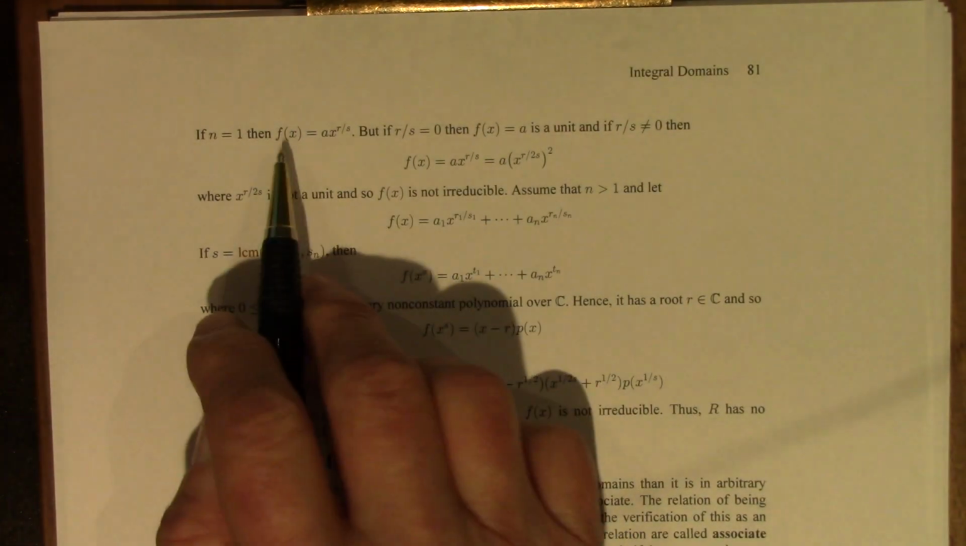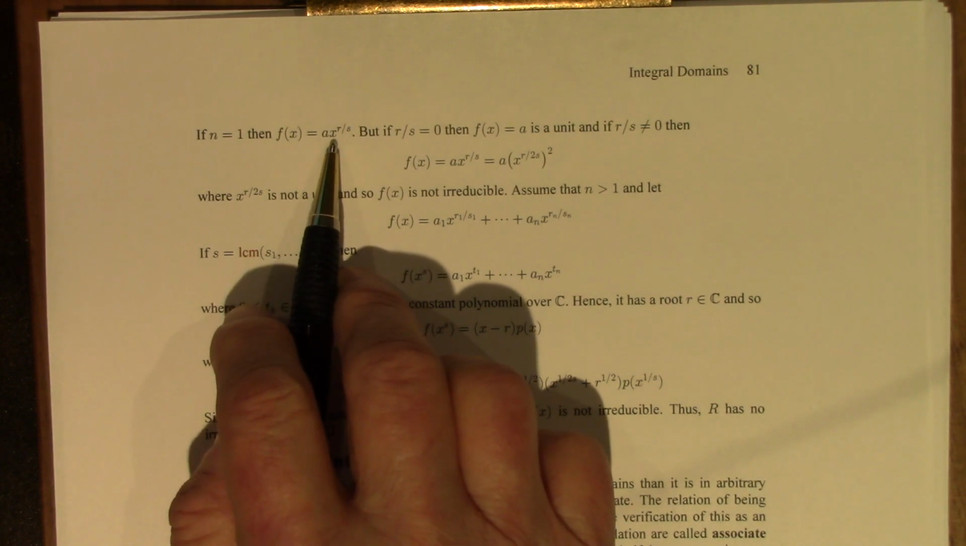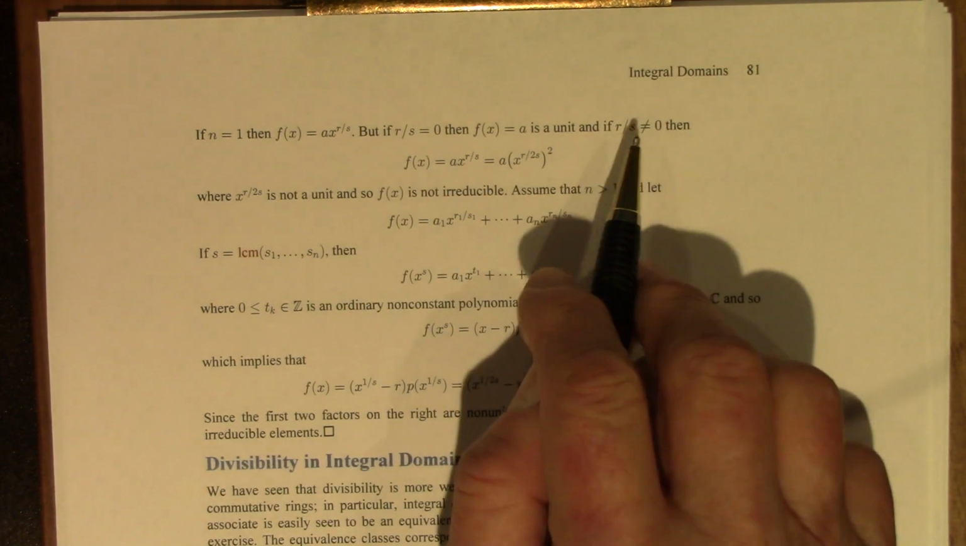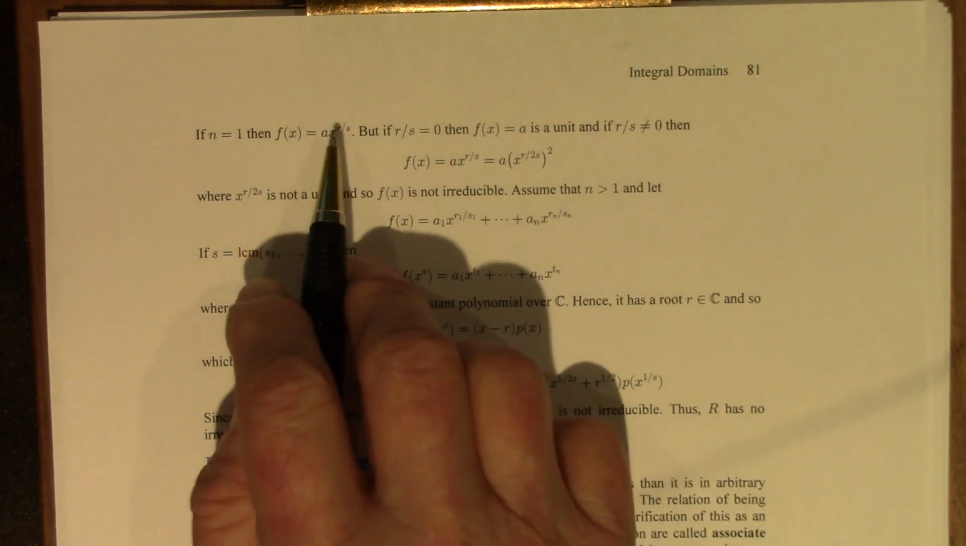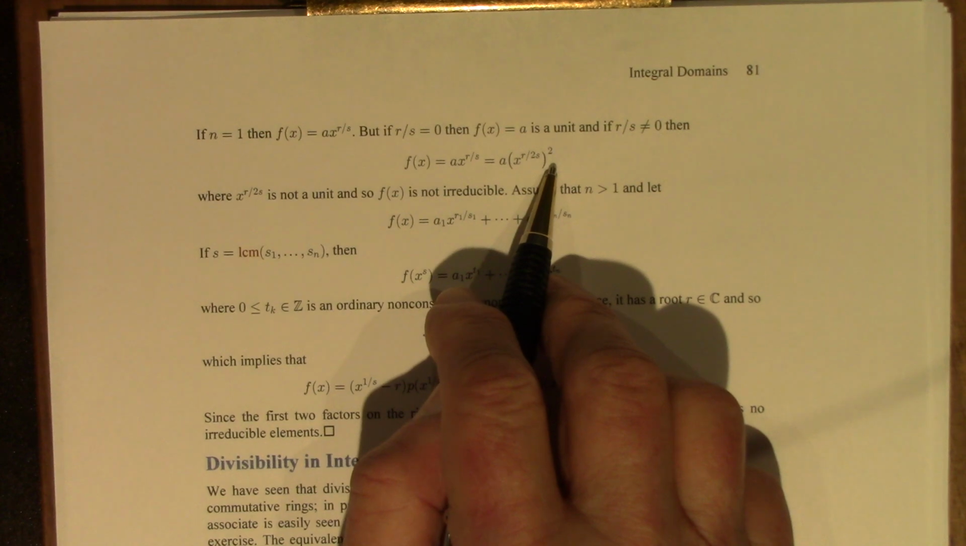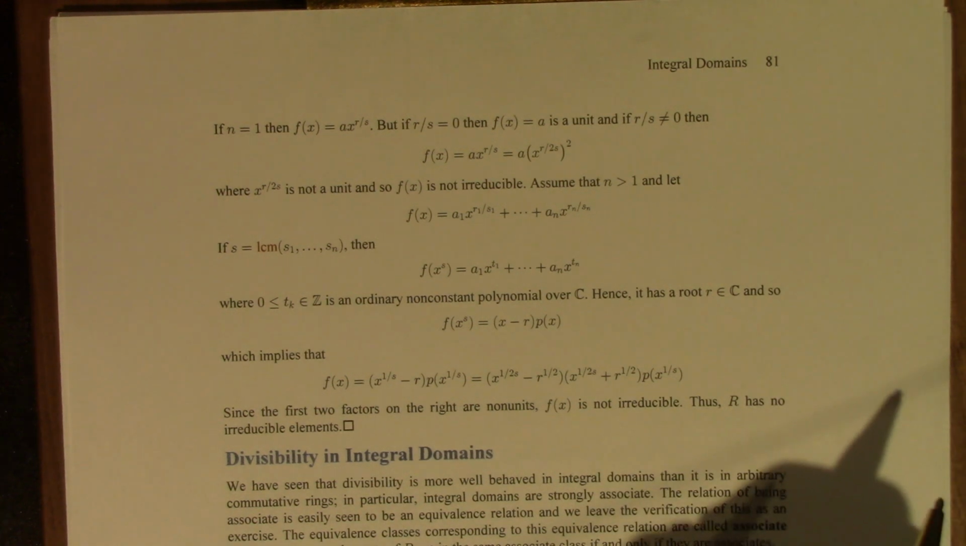If n is 1, then we just have a single term. If r over s is 0, then we get a unit. If r over s is not 0, so the exponent is not 0, then we can just factor this way, showing that f is not irreducible.